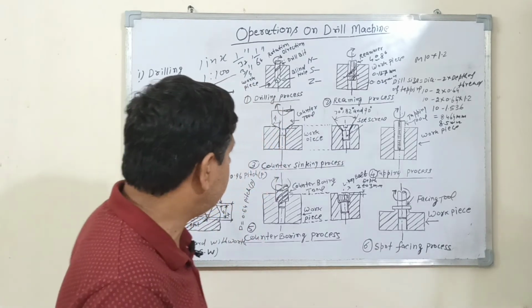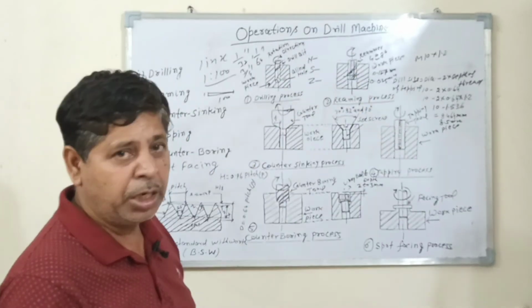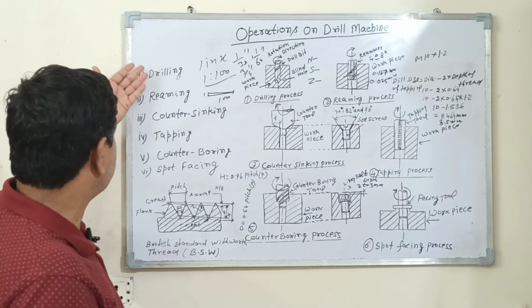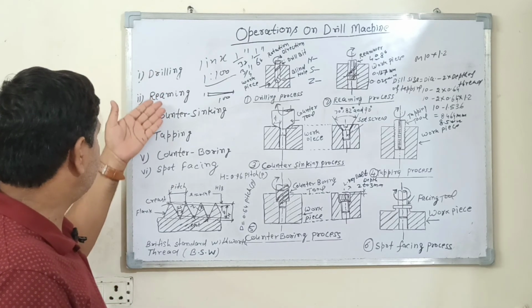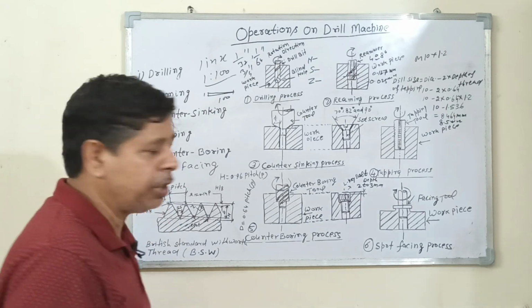So the different types of operations that can be done on a drilling machine are drilling, reaming, countersinking, tapping, counter boring, and spot facing.